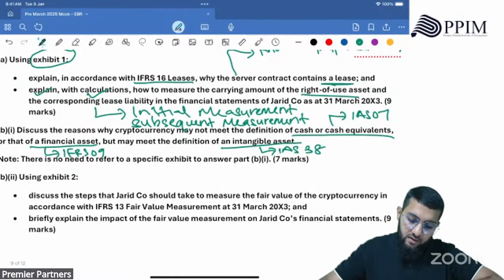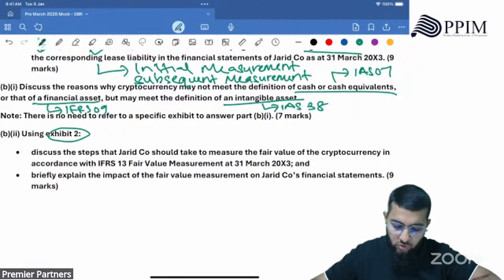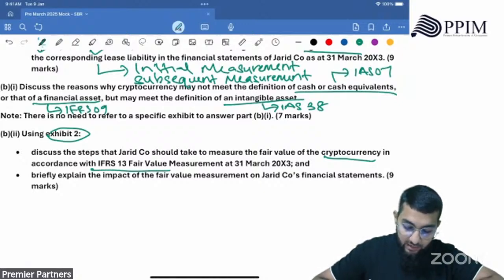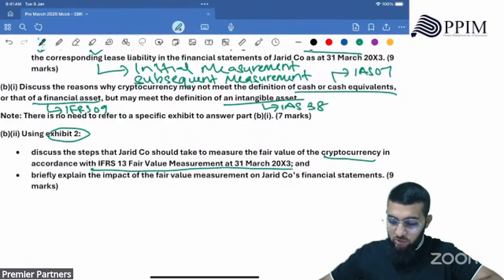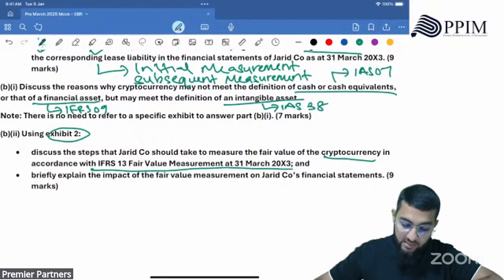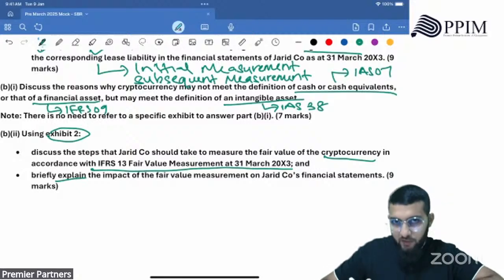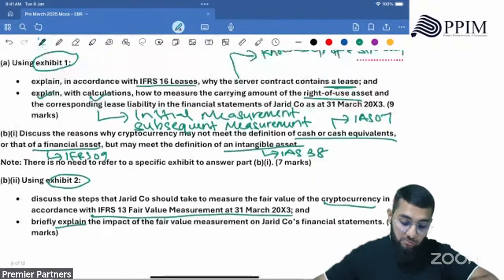Right, then B2 says, using exhibit 2, now we are supposed to use exhibit 2. Discuss the steps that ArivuPro should take to measure the fair value of cryptocurrency. You're measuring fair value in accordance with IFRS 13. Now you need to have IFRS 13 knowledge also. Briefly explain the impact of fair value measurement on ArivuPro's financial statements as well. Impact meaning calculation, right? What's the actual value? What was the pre-calculated value and how is that going to impact?